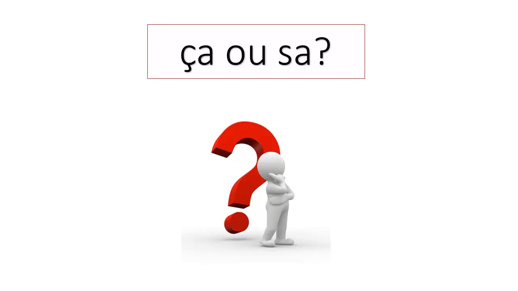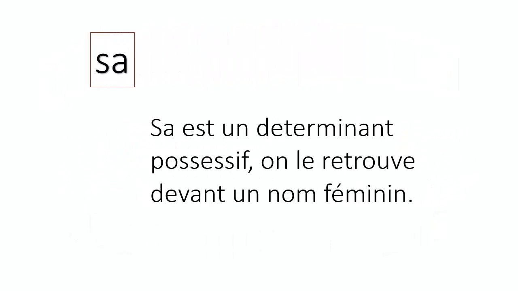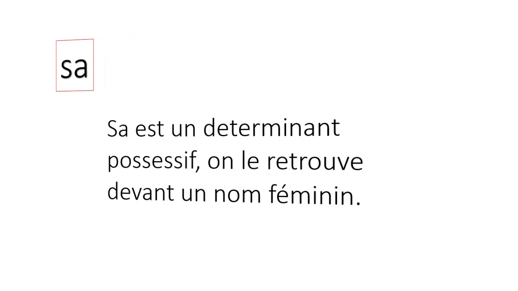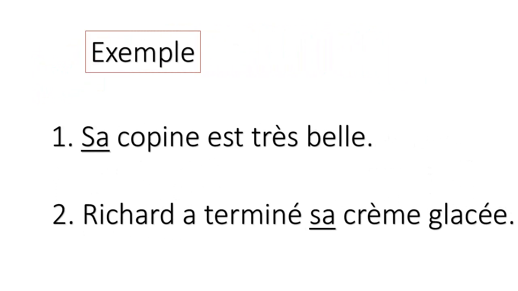The third homophone that we'll see today is sa. Sa ou ça? Let's find out. Sa, written S-A, is a possessive determinant that you can find in front of a feminine name. Here are two examples. Sa copine est très belle. Richard a terminé sa crème glacée.